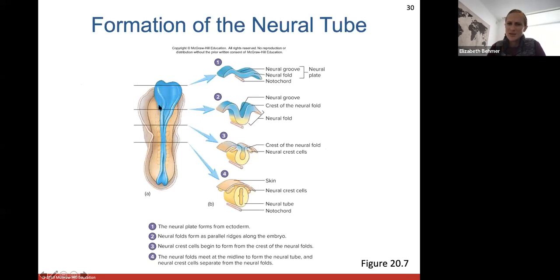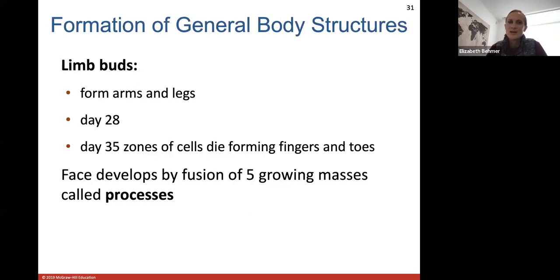So we see right here the neural plate. We have a groove forming. We have folds coming up on either side of the groove. Eventually, they'll come together to form a tube in the middle. And then the notochord will form below it, and that'll go on to form the brain and spinal cord. So that's the formation of the neural tube.